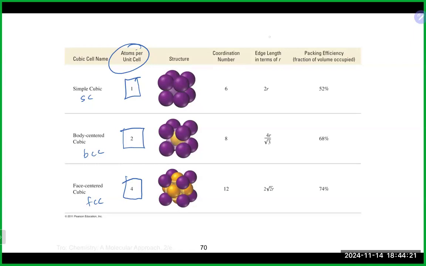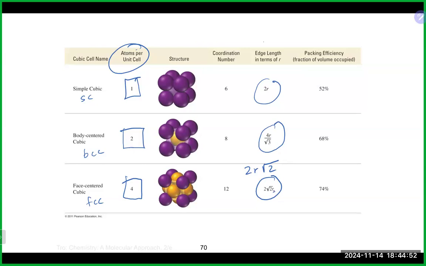You can also calculate the length of the edge, or the edge length, using these formulas here. For a simple cubic, it is 2 times the radius. For a body-centered, it is 4 times the radius divided by the square root of 3. And for our face-centered, it doesn't look like it there, but it's actually 2 times the radius times the square root of 2. It kind of looks like this R is underneath it, but it's not. So that is what you need here.